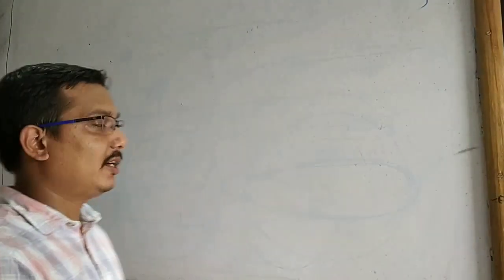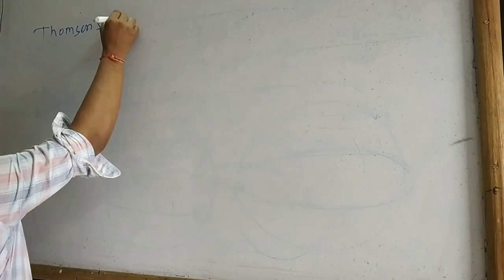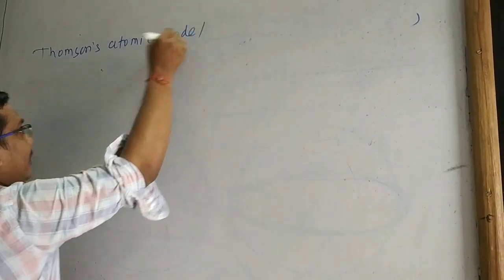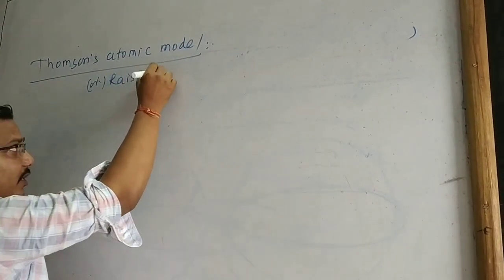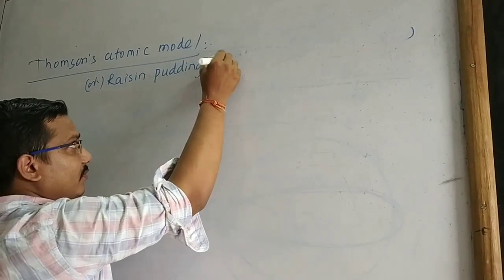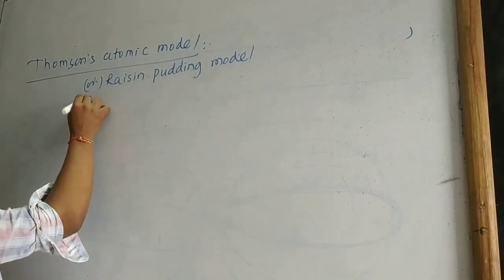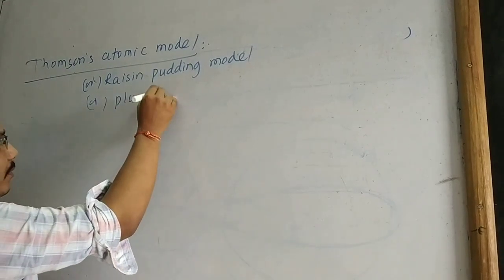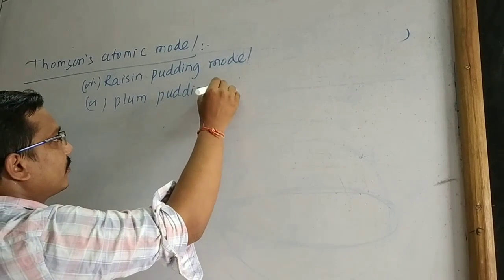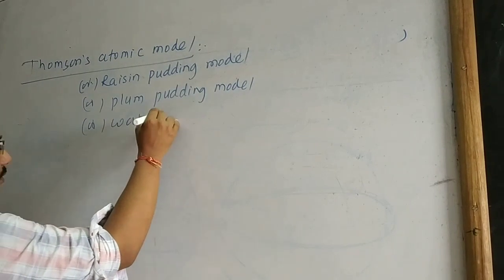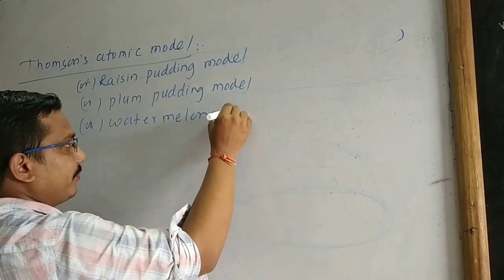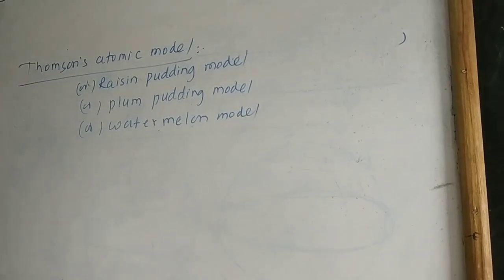I will discuss Thomson's atomic model. It is also called the Raisin-Pudding model, also called the plum pudding model, and it is also called the watermelon model. What are the postulates of Thomson's atomic model?